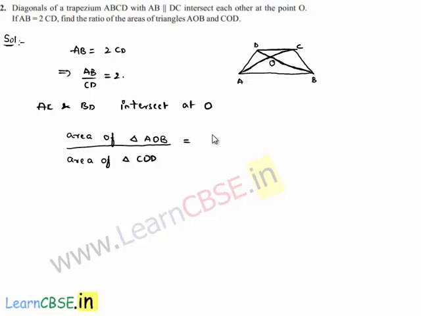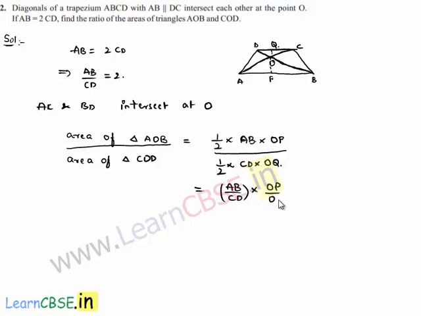which will be equal to half times AB, which is base for triangle AOB, and let us assume OP be the height for the triangle AOB, divided by half times, in triangle COD, CD be the base, and let OQ be the height, which is equal to AB by CD into OP by OQ. As we know that AB by CD is nothing but 2, times OP by OQ, let it remain as it is.